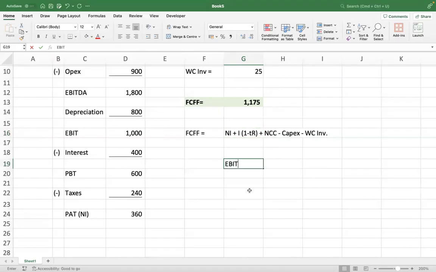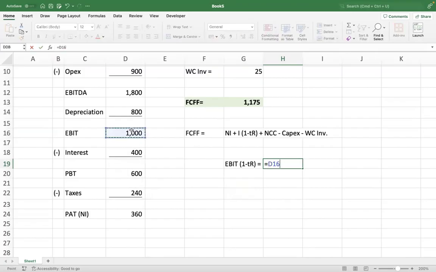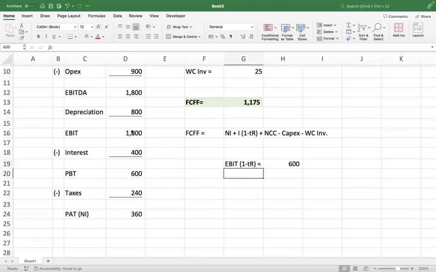Let us do EBIT into 1 minus tax rate. EBIT into 1 minus tax rate is nothing but net operating profit after taxes. EBIT is operating profit, right? So NOPAT is net operating profit after taxes. That means tax is definitely a cash outflow. So we have to reduce the cash flow to the extent of the anticipated taxes, right? So NOPAT is EBIT into 1 minus tax rate, which is 1000 into 1 minus 40%, which is $600 million.